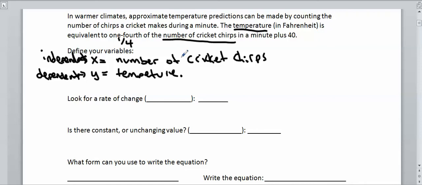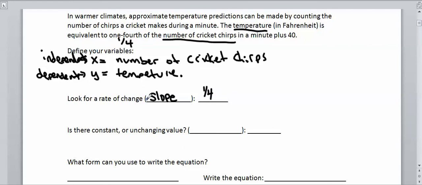Alright, so when we're writing an equation, we really need two things, right? A point to start off from and a rate of change, or a slope. So somewhere in that problem they've given me a rate of change, and that's my slope. Well, it's definitely not the plus 40, right? Because the 40 doesn't change. You're just adding 40 to whatever you're resulting. But it says the temperature is equivalent to 1/4 of the number of cricket chirps. So my rate of change, what is changing, is that 1/4, right? 1/4 the number of cricket chirps, because the number of cricket chirps is changing every so often. That changes the temperature. That means that 1/4 is my rate of change. That's how the temperature changes.